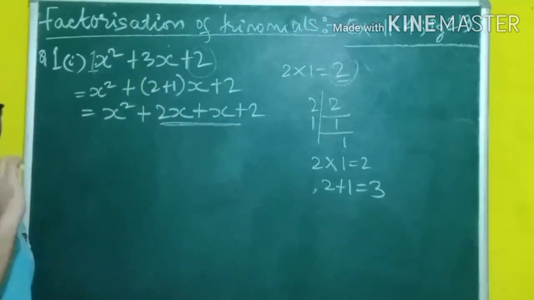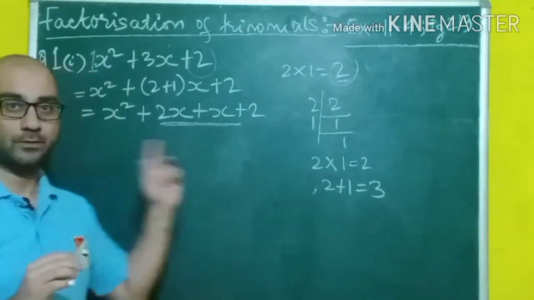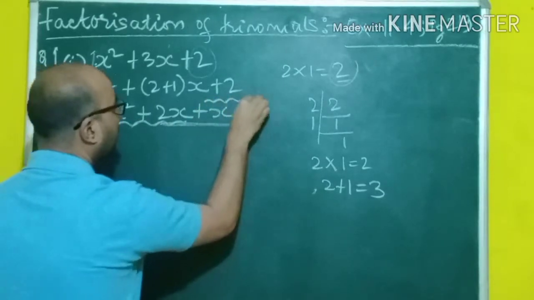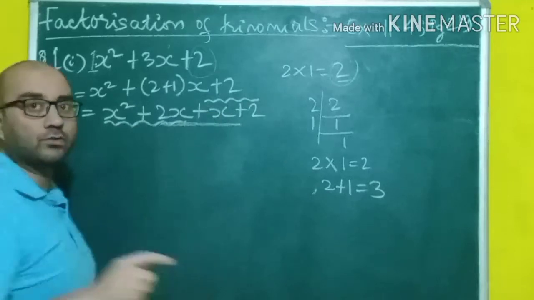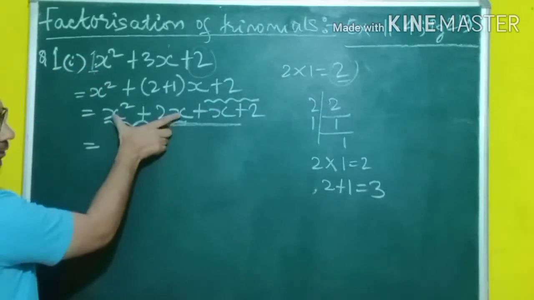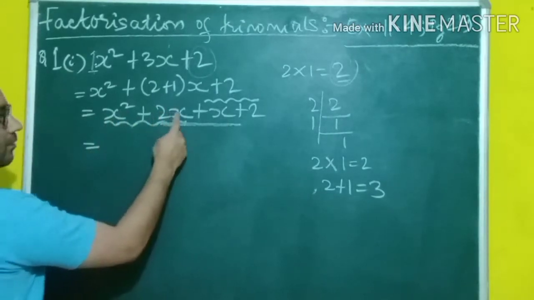After this, we group the terms and then we take the common factor. You group the first two terms and then you group the last two terms. The first two terms will be our first group and the last two terms will be our second group. Now from the first group, we'll take common. So what is the common factor here? You have x squared here and you have 2x here.